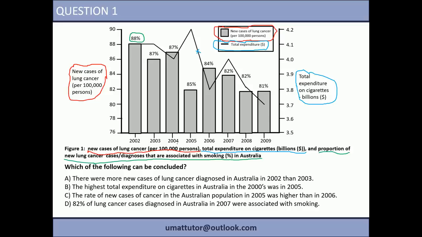So we can't conclude that that was indeed the highest figure for all of the 2000s, because we're missing a couple of years. That's the little trick with option B.